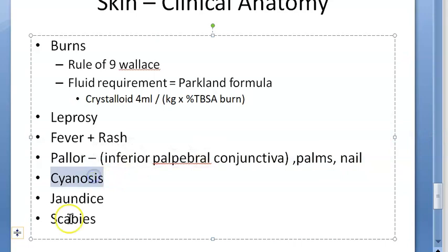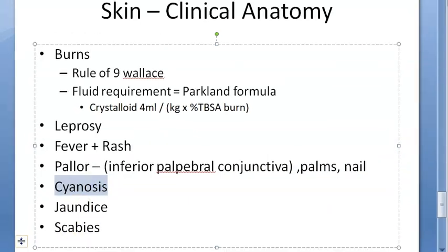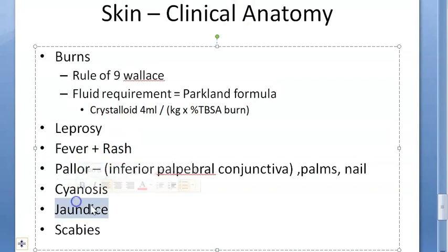Okay, cyanosis is with a lot of oxygen deprivation. Then coming to jaundice, you can check the yellowing color. Scabies, there will be a mite infection. Okay, a lot of rashes. I mean, they'll scratch their body a lot.